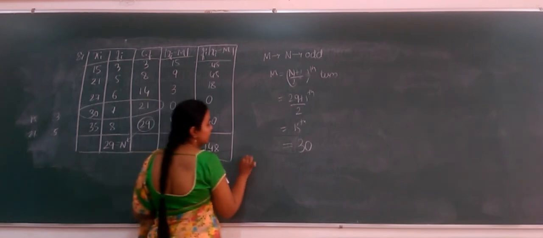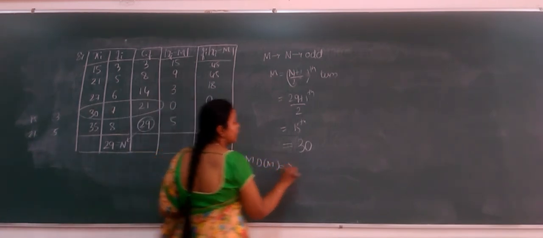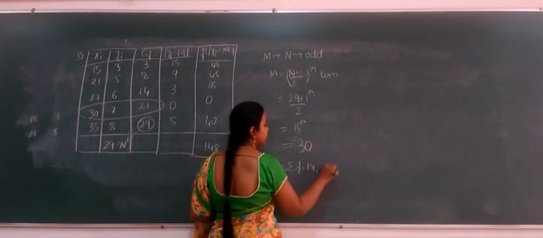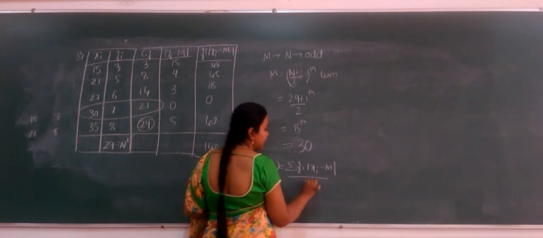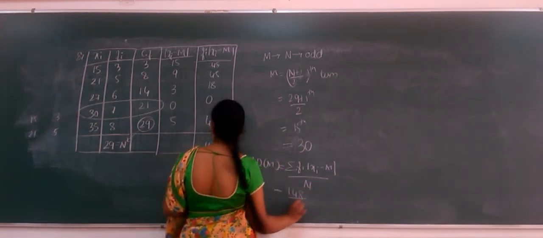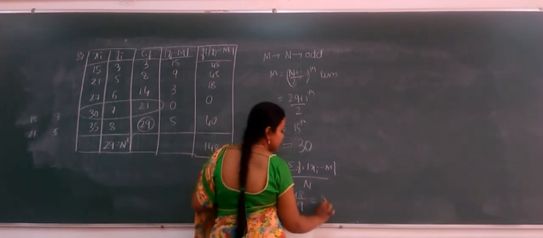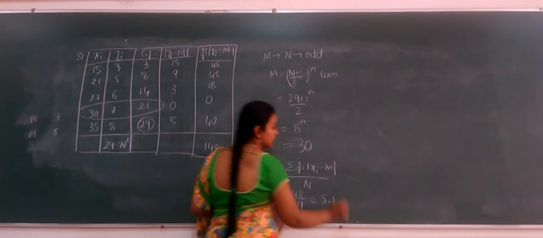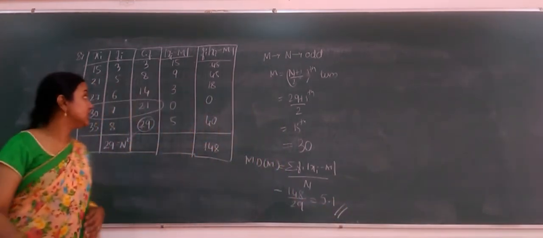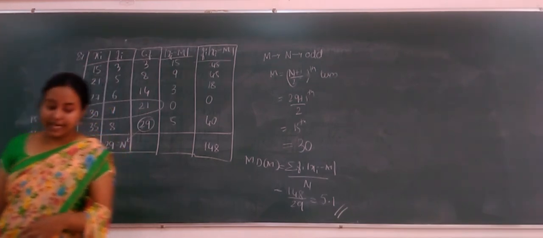148. So mean deviation about median is sum of all fi into modulus of xi minus m divided by capital N. So the total is 148 and divided by 29. So 148 divided by 29 is 5.1. So what is this 5.1? 5.1 is the mean deviation about median for a discrete data.